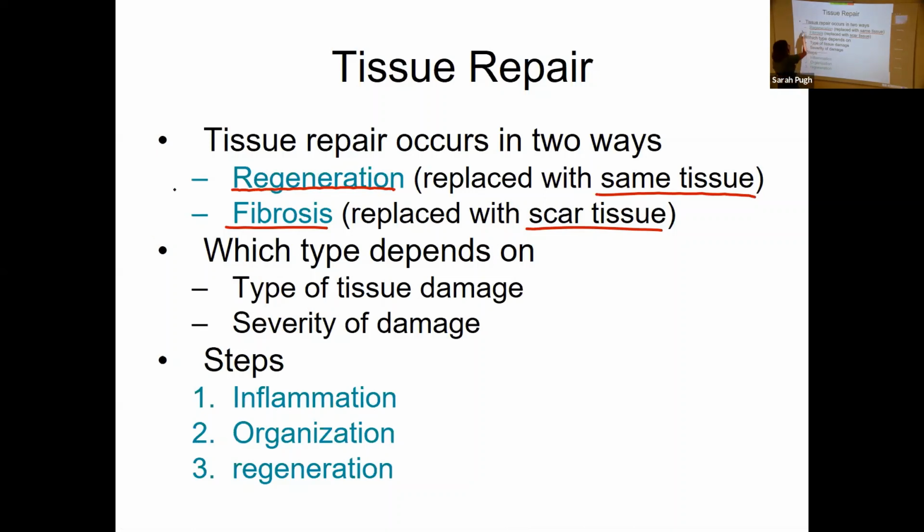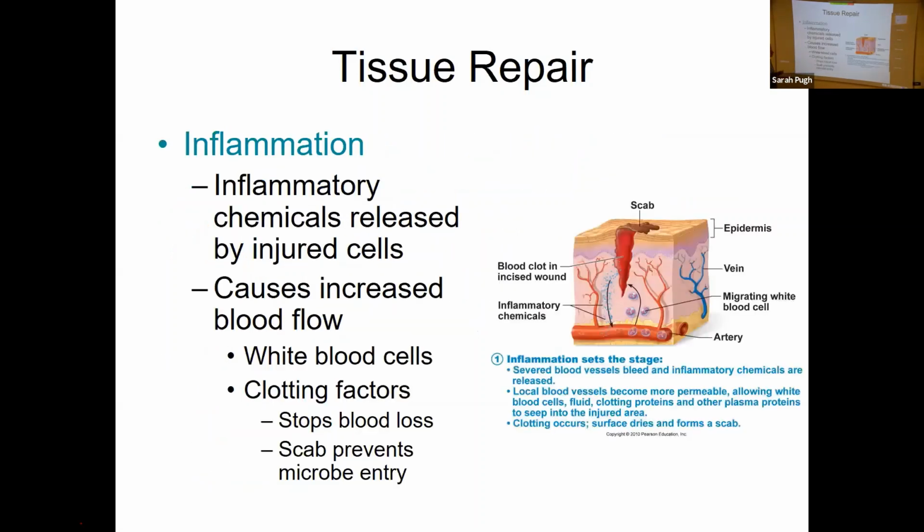Which type depends on the severity of the tissue damage, right? If it's really severe tissue damage, you're going to replace it with scar tissue. So the steps that we have for fixing damage, a cut in your skin, for example, would be inflammation, organization, and regeneration. So let's go through each of these steps and talk about what they mean.